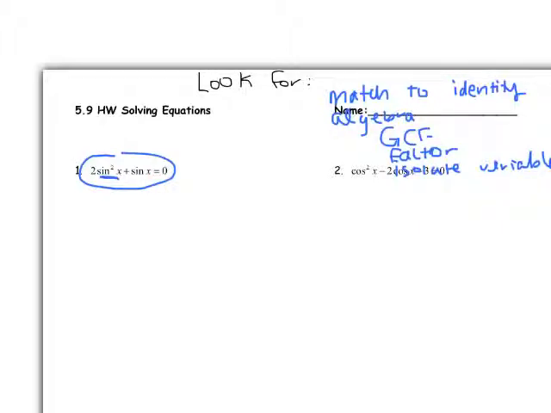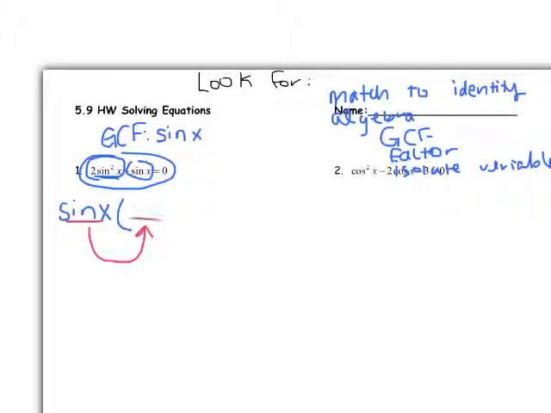If we look, I've got 2 sine squared x, and then I've got plus sine x. If you notice, in both pieces I say the word sine both times. That's called a greatest common factor. So I'm going to GCF out a sine x. I write sine x outside the parentheses, and now you imagine distributing it back in. Sine x times what gets you 2 sine squared? Well, you need the 2. And then a sine multiplied by another sine is how we get the sine squared.